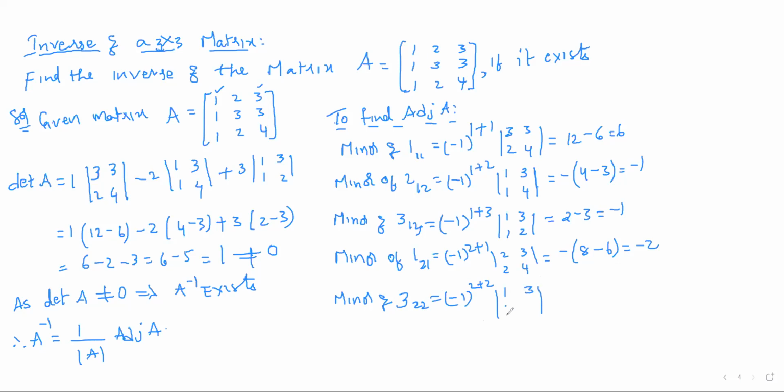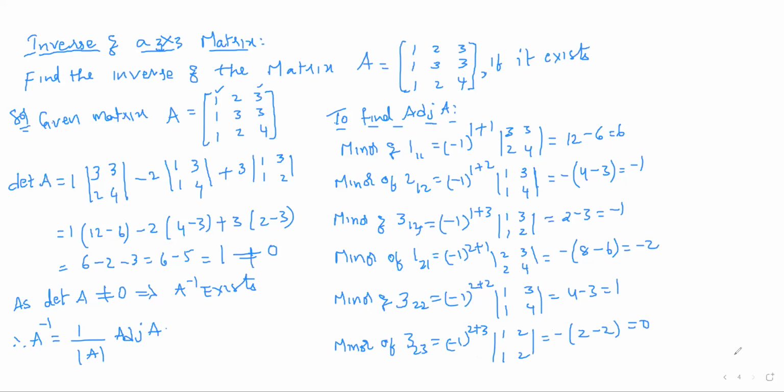1 3 1 4. So 4 minus 3, 1 only. Next, minor of another 3, that is second row third column place element. Minus 1 whole to the power of 2 plus 3 into determinant of corresponding row and column by deletion: 1 2 1 2, that is minus 1 of 2 ones are 2. 2 minus 2, that is 0 only.